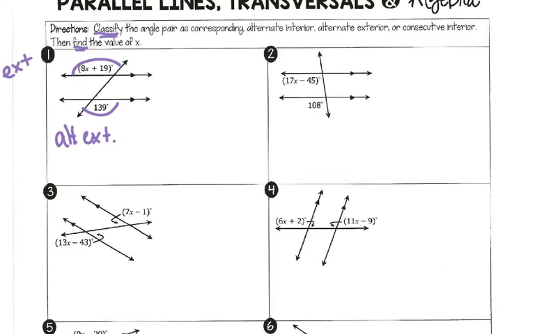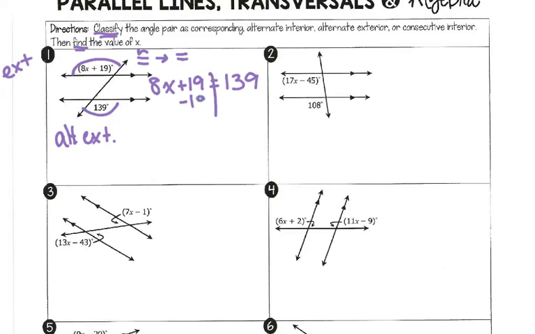Now, alternate exterior angles are congruent. Another word for congruent simply means equal. So what you're going to do is set these two equal to one another. So 8x plus 19 is equal to 139, and then you simply have a two-step equation that we're going to solve. So go about solving for my variable x.